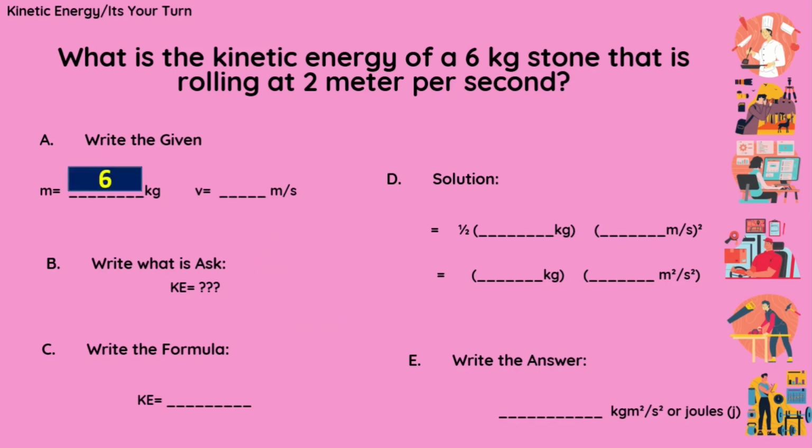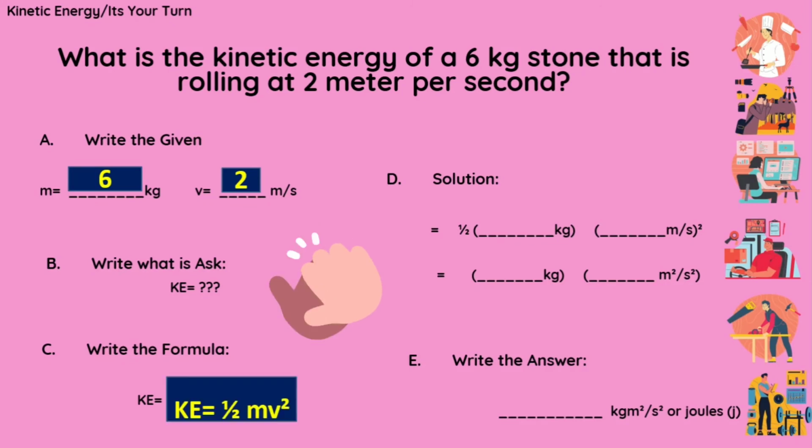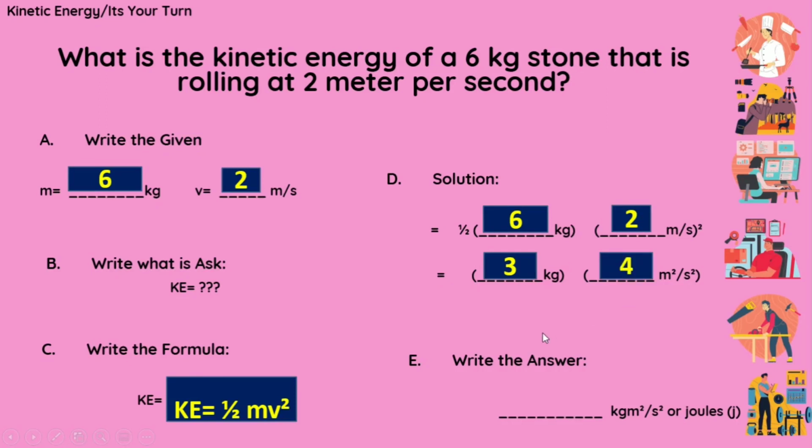Okay. Mass is 6 kilogram. Velocity is 2 meter per seconds. So, mahusay. Very good. Kung nakuha ng tamang sagot. Kinetic energy is equal to 1/2 mv squared. For solution, 1/2 6 kilogram times 2 meter per seconds. 1/2 of 6 is, tandaan ito ha, 1/2 of 6 is equal to 3. 2 times 2 is 4. And 3 times 4 is 12.